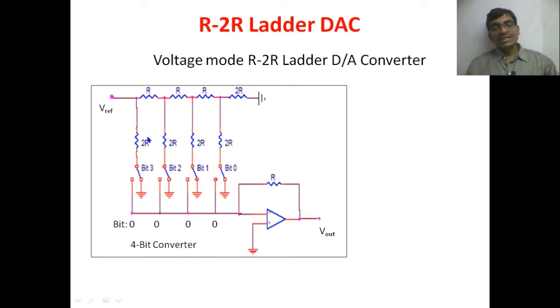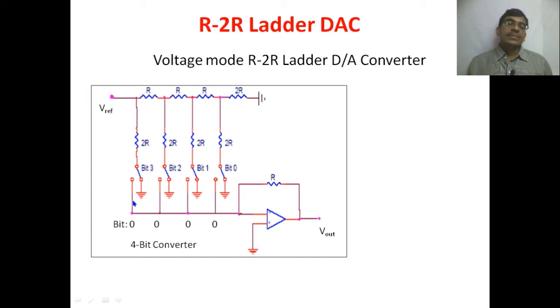If you see this in the vertical direction, you can observe the R and 2R forming a ladder in this way. That's why it is called a ladder DAC, the R-2R ladder DAC. Here the resistances used are R and 2R, that's why it is the R-2R ladder DAC. And here we are using switches. These switches are used to switch the inputs.